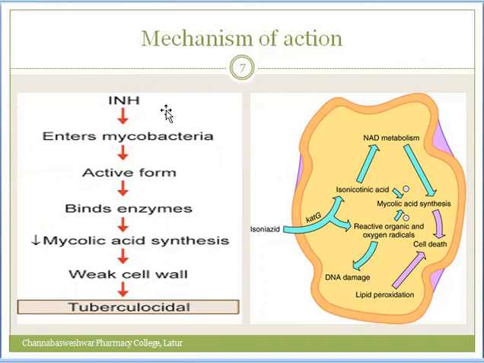First of all, INH enters the mycobacteria, then it converts into its active form. That active form binds with the enzyme, makes adducts with NAD, and that adduct inhibits mycolic acid synthesis. Mycolic acid synthesis inhibition can lead to a weakened cell wall, and finally it shows a tuberculocidal effect. So this is the cycle-wise mechanism of action shown in this slide.